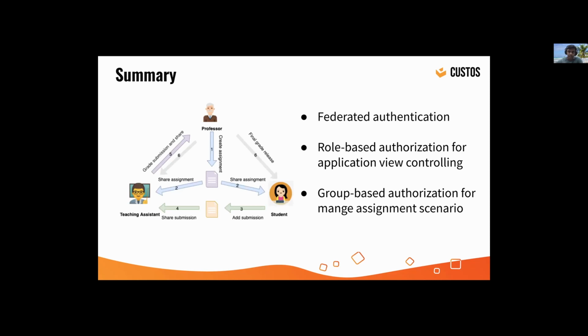Okay, so as a summary, we have seen how federated authentication works, and how role-based authorization can be configured for very high-level authorizations like enabling and disabling functions, or API authorizations. For even more fine-grained authorization, like digital object sharing, we can use group-based authorization.